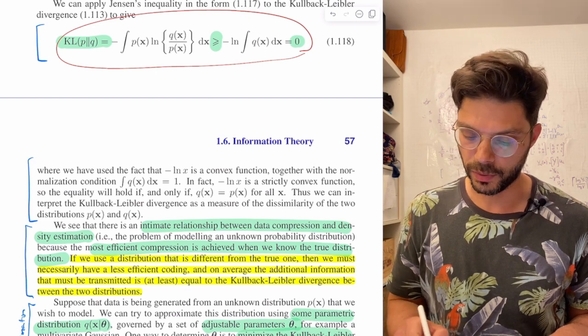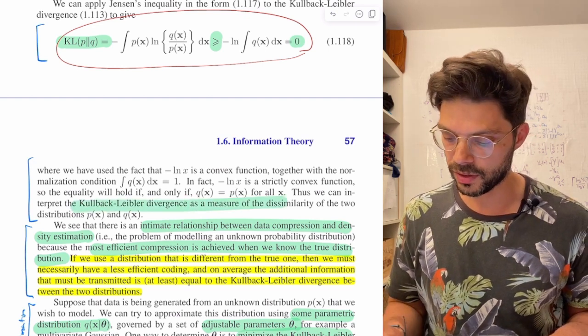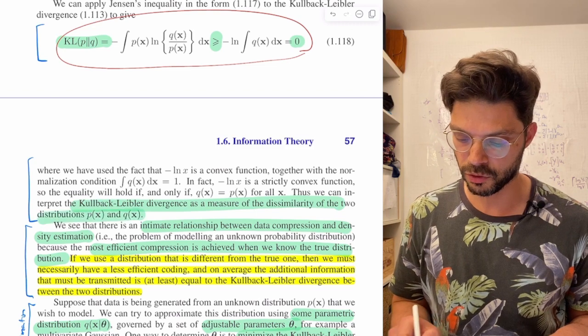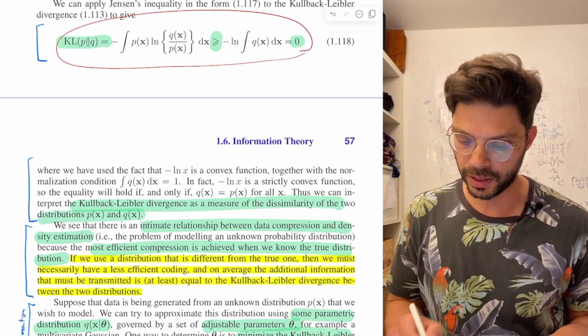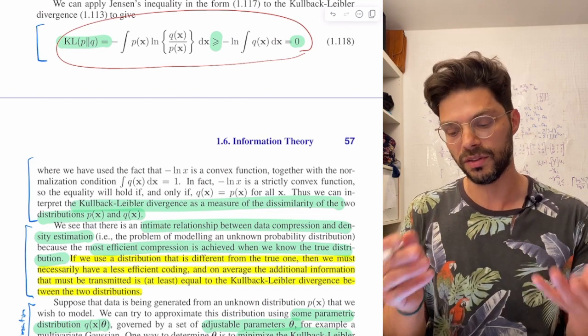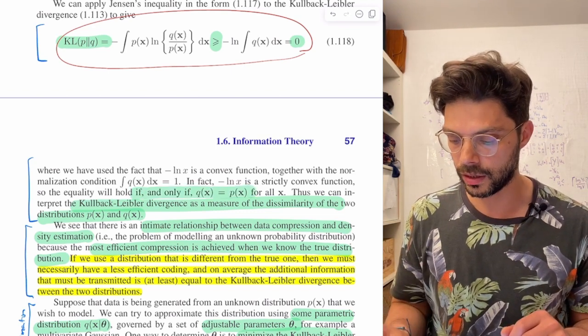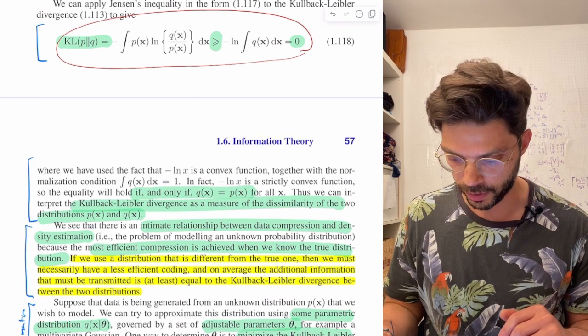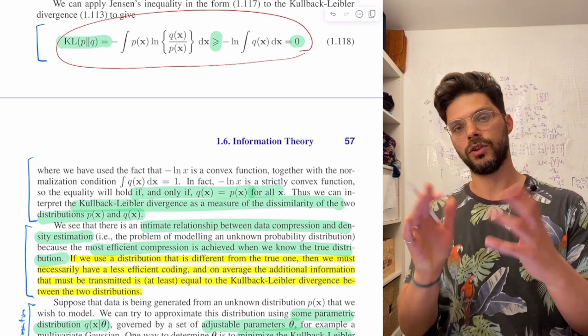He says we can interpret the Kullback-Leibler divergence as a measure of the dissimilarity of the two distributions. Again, KL of P to Q will be equal to 0 if and only if Q of X equals P of X for all X, if the two distributions are the same.